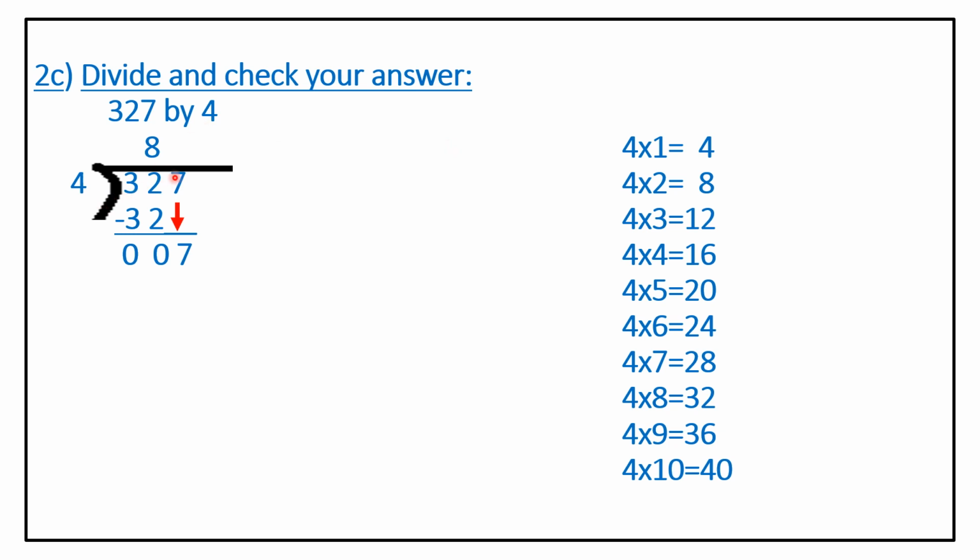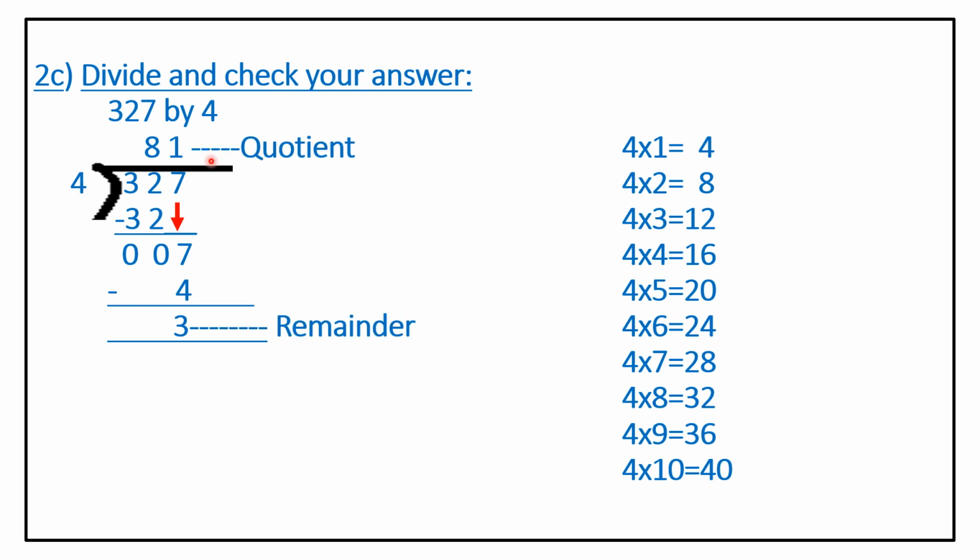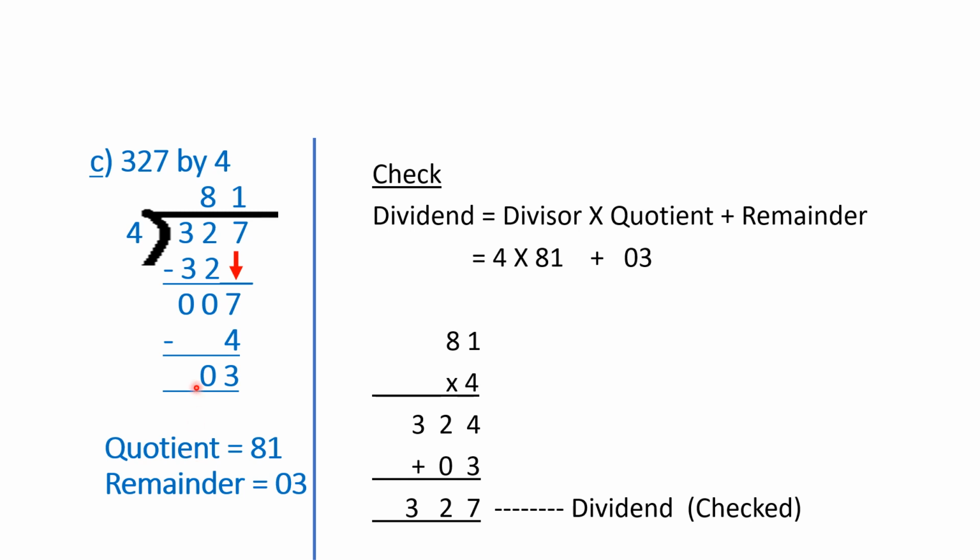So write 4 1s are 4. And now you subtract 7 minus 4 is 3. Now no more digits are there. Clear? So our division stops. So you have to mention here the quotient and the remainder. Quotient is 81. Remainder is 3. Okay, I have written it here.